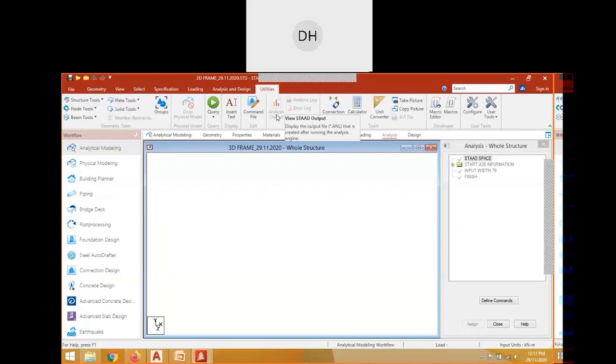Remember, here in STAAD there are two distinct things. One is warning and one is error. Error is the thing that you must remove, right? So when you get an error in your model, that must be removed, otherwise your model results are not available, right? But warnings, of course, you can neglect. Certain warnings are there that you can safely neglect.